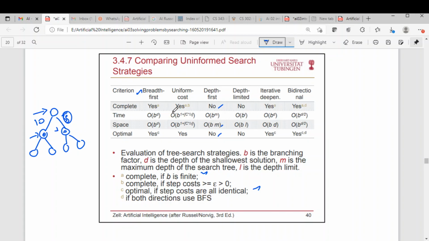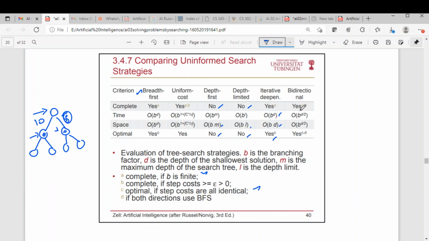Depth limited search, is it complete? No, not complete. Is it optimal? No. Time complexity order of b to the power l, where l is the depth limit. Space complexity order of bl. Iterative deepening depth first search, is it complete? Yes, it is complete with the condition A, that is if b is finite. Its time complexity is order of b to the power d. Space complexity order of bd, where d represents the current depth of the tree. Okay. And is it optimal? Yes, it is optimal with the condition C, that is if all step costs are identical.